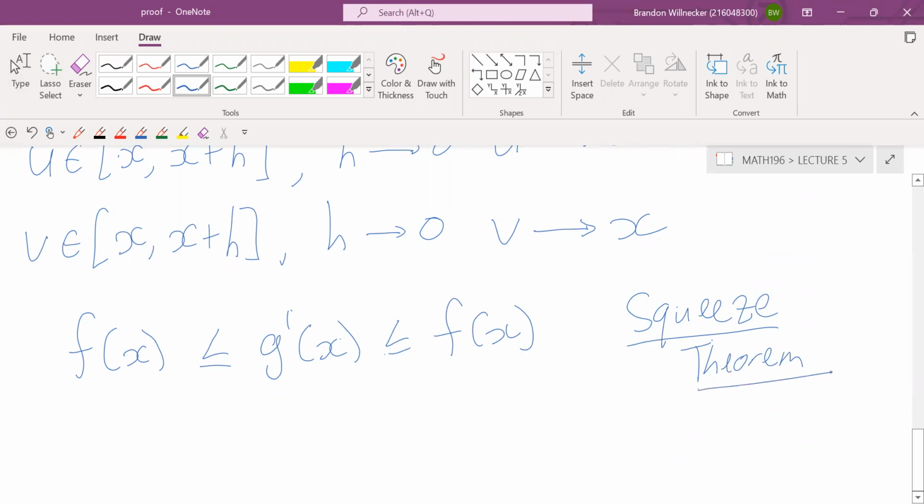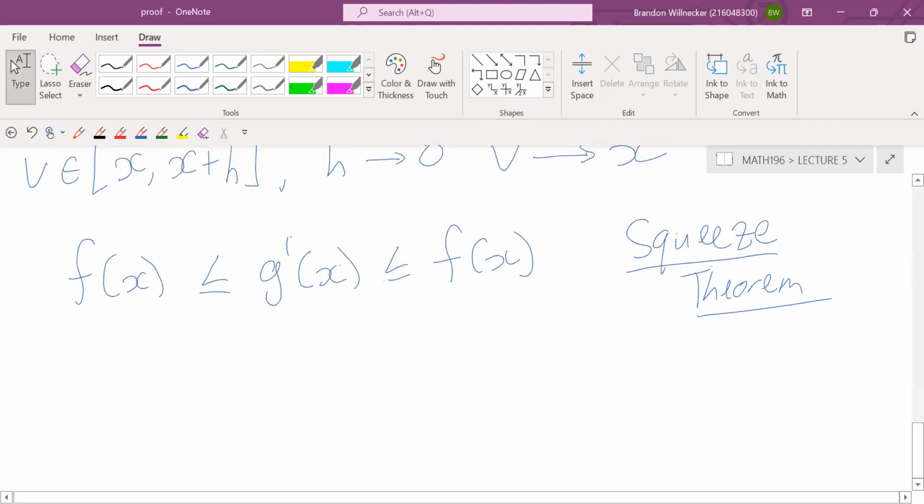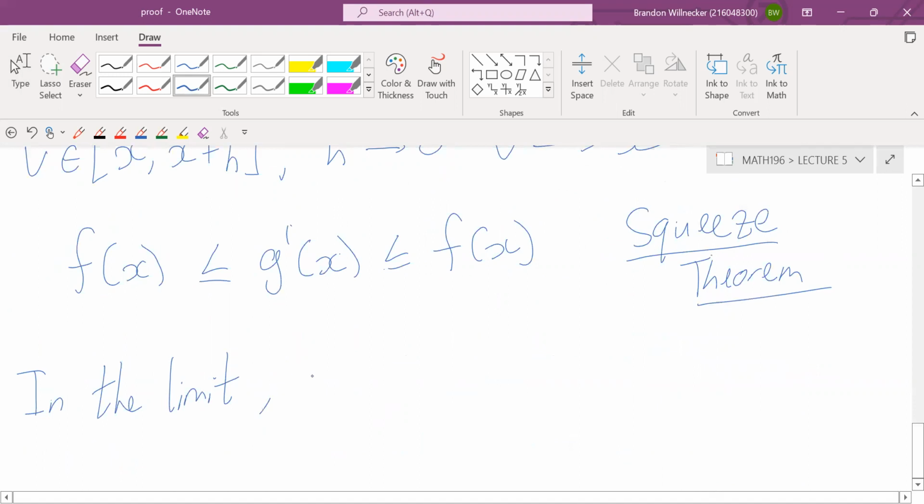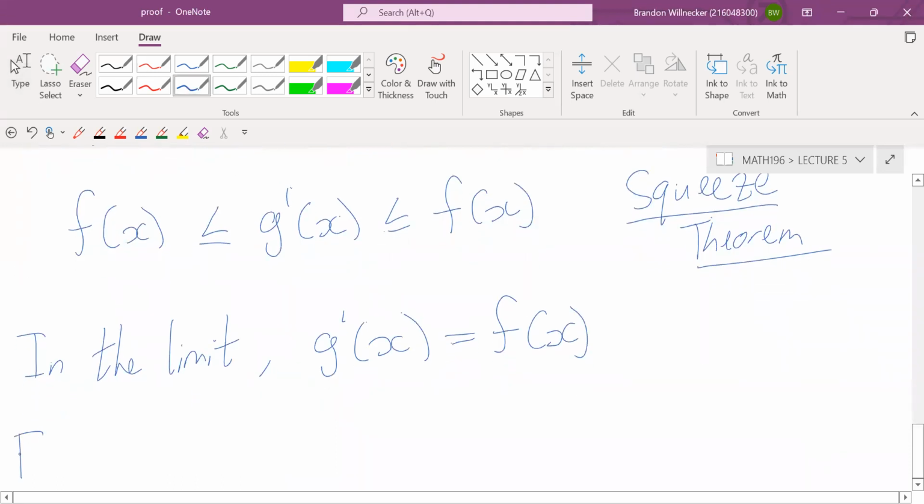Or the sandwich theorem. So we've got this inner function, g prime of x, and on the one side, it's bounded by f of x in the limit, and on the other side, it's also bounded by f of x in the limit. So if we take the limit, in the limit, g prime of x is equal to f of x, which is exactly what we wanted to show. So this is the end of the proof. Okay, so it's not too bad.